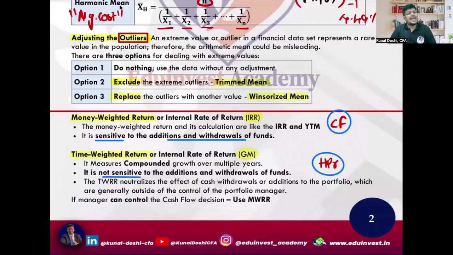Right? Now, why in case of time weighted rate of return? See, because it depends whether the fund manager has control on the cash flow or not.